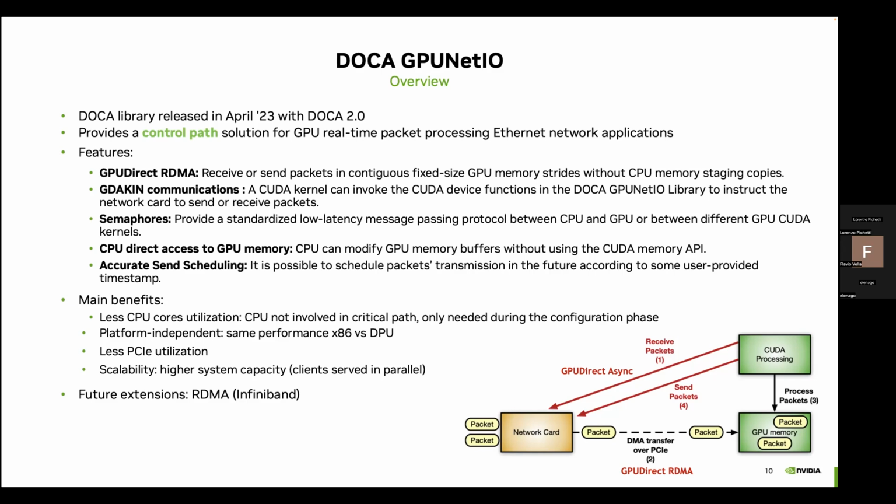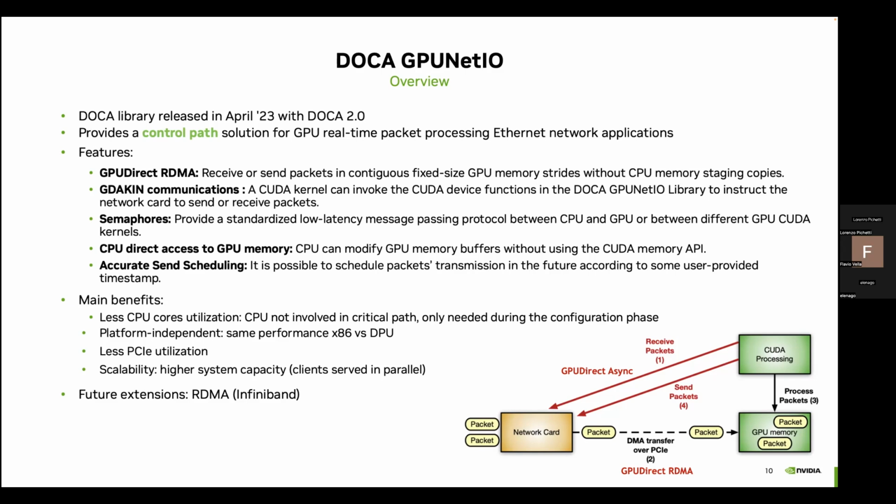Another nice feature is that you can allocate with GPUNetIO a GPU memory location that is directly accessible from the CPU, without using the CUDA API. So you can use the GPUNetIO memory alloc function to say, this is going to be a GPU memory buffer, a GPU memory area, but you need to map it so the CPU can directly access it without using CUDA memset, for example. You can just modify that memory from the CPU.